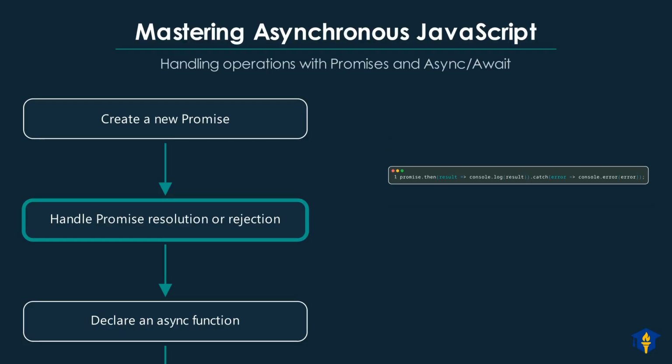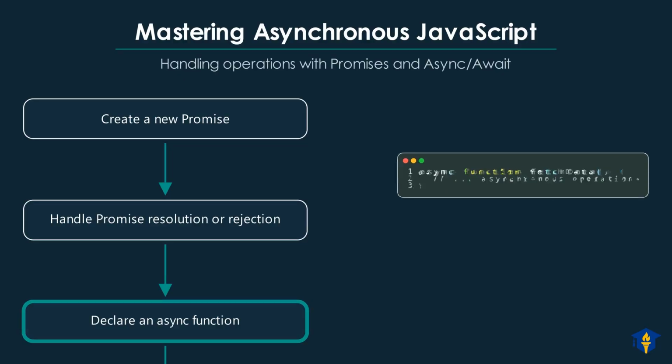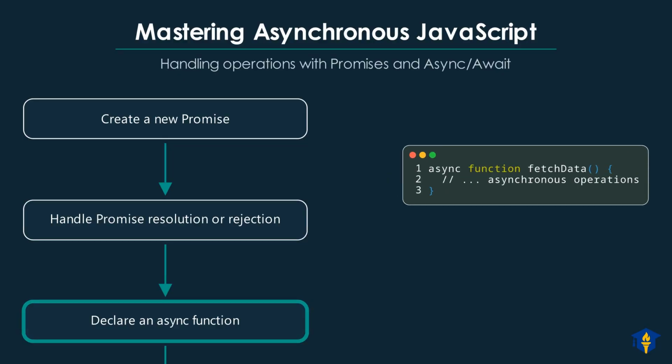Next, you need to handle the promise's resolution or rejection effectively. This example shows how to use .then for successful results and .catch for handling errors. To simplify asynchronous code, you can declare an async function. An async function is designed to handle asynchronous operations more synchronously and cleanly.